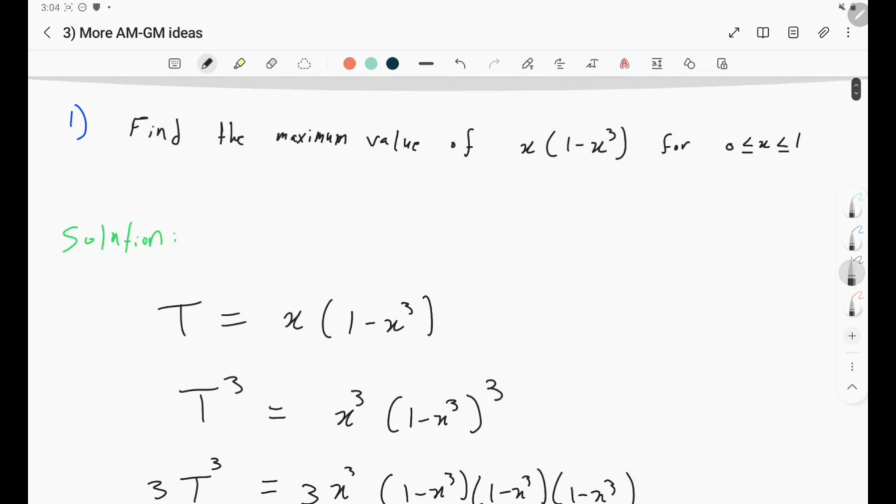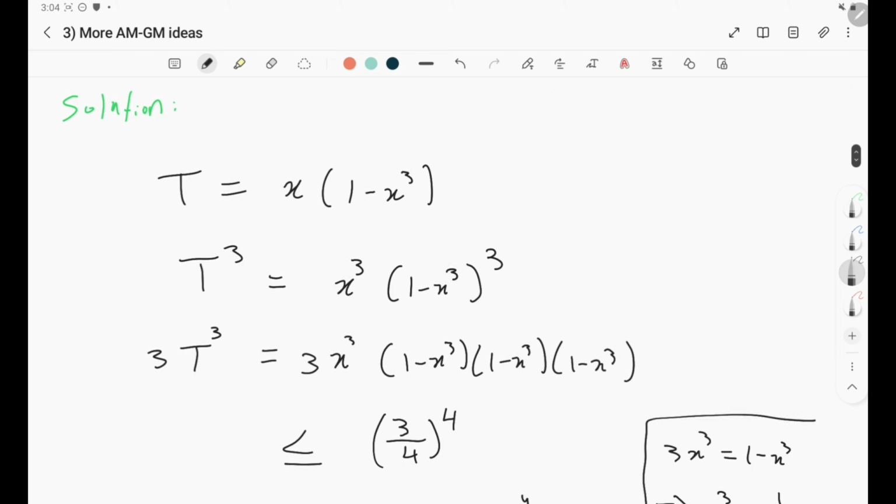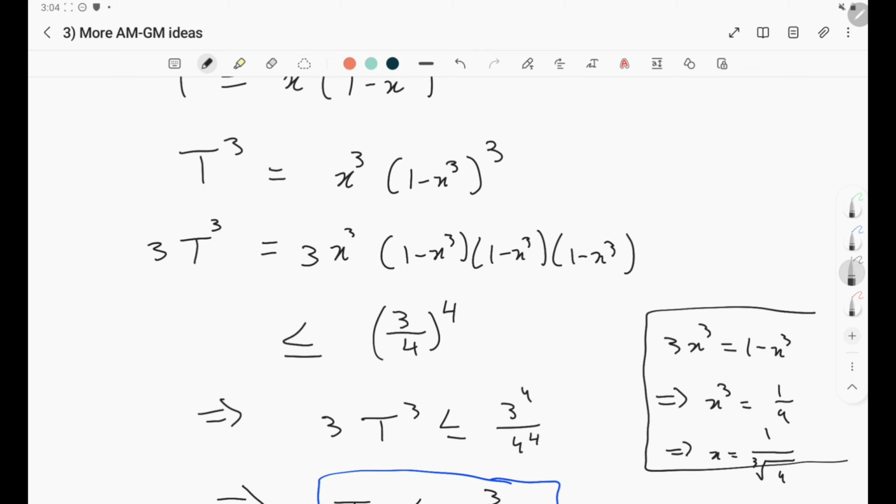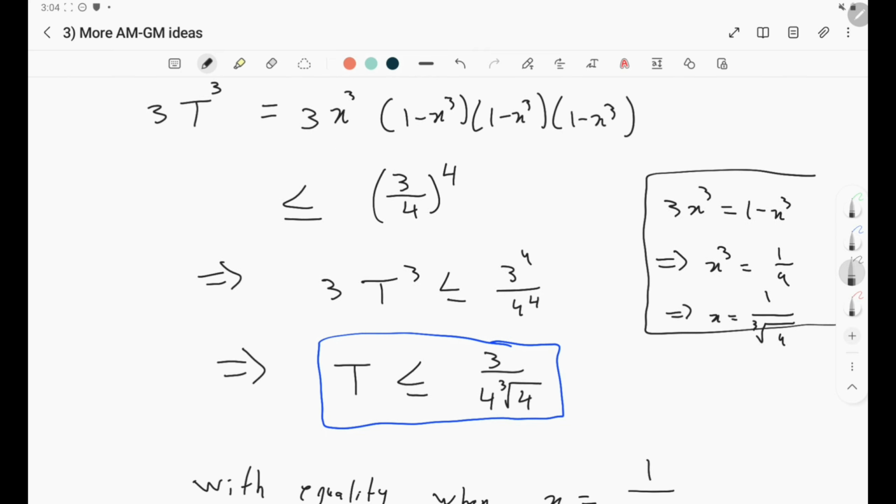And of course, never forget the equality case, because this is to find a maximum, or even a minimum. It's also the same. By the way, here we also did not pay attention to something. We need to make sure that x is between 0 and 1 in our equality case. Let's check here. Okay, this is the value for x. Is this between 0 and 1?